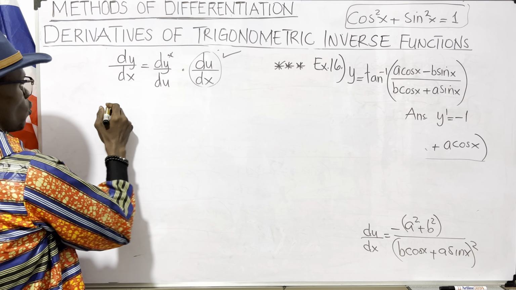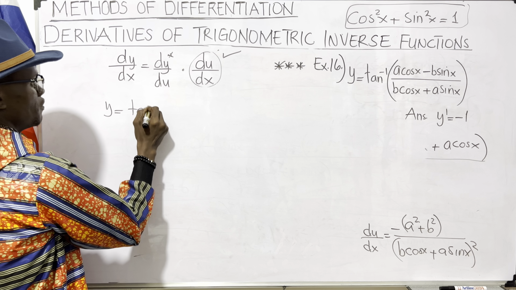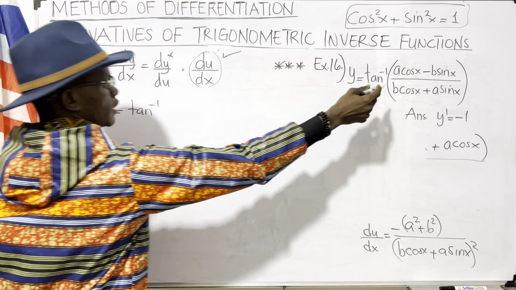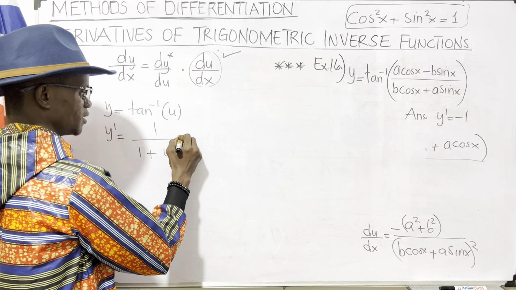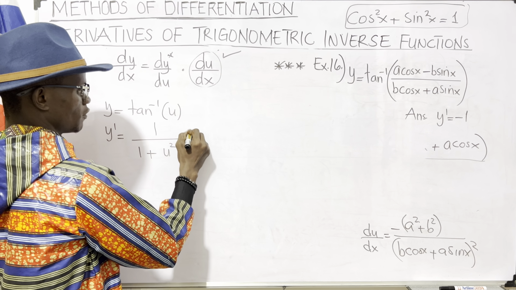So we have y equals tangent inverse of, so that entire expression now is just equal to u. So we differentiate, y prime now equals the derivative of tangent inverse of u, which is just 1 all over 1 plus u squared times the derivative of u. So the derivative of this one is just equal to 1 because the derivative of u is just 1, right? Now we've gotten dy by du.